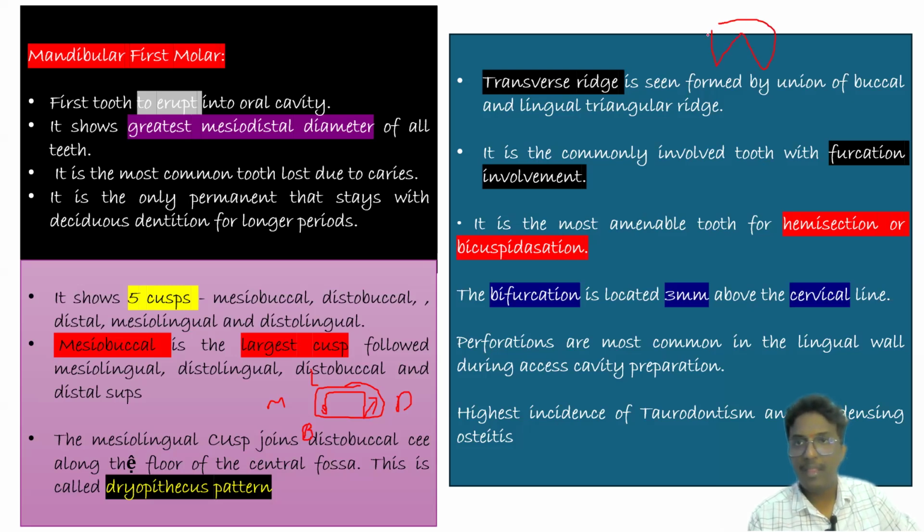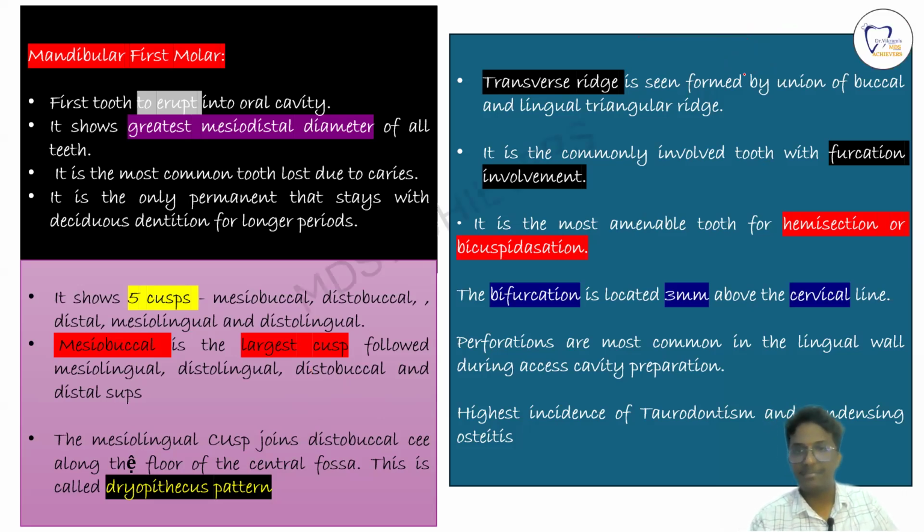What we do with furcation involvement is that we resect it, and then we will be bifurcating the root and crown. That is, hemisection can be done, and thereby we can preserve the roots like that only. The most available tooth for hemisection is the bicuspid position. The bifurcation is located 3 millimeters above the cervical line, and perforations are most common in the lingual wall during access cavity preparation, and the highest incidence of periodontitis and condensing osteitis is seen.